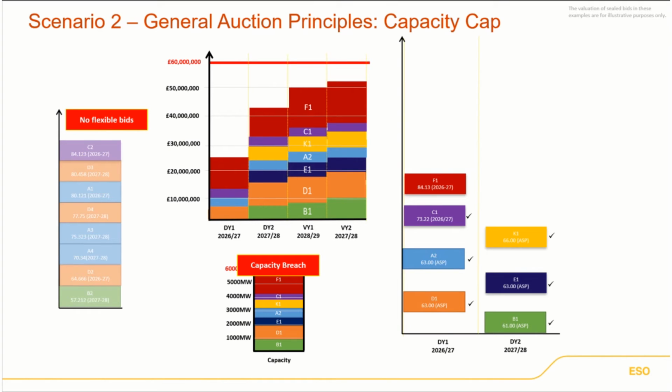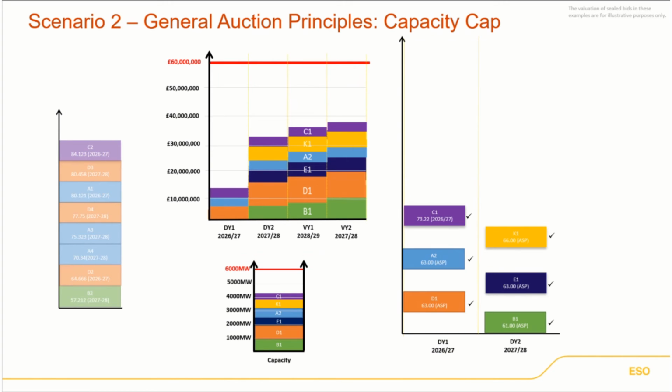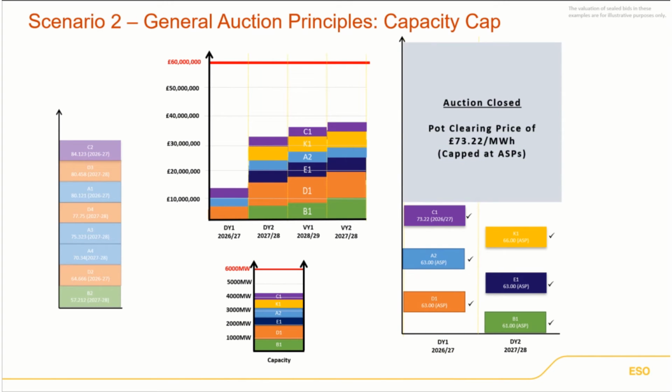Application F has no flexible bids, and there are no remaining bids to be assessed. In this example, the auction closes in a similar process to scenario 1. This was just to demonstrate that where there are no flexible bids relating to the original sealed bid, which caused the monetary budget, and/or the applicable pot capacity cap or overall capacity cap to be breached, the auction would be closed.